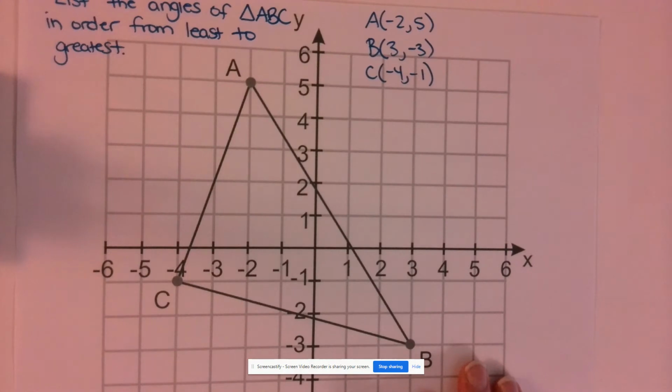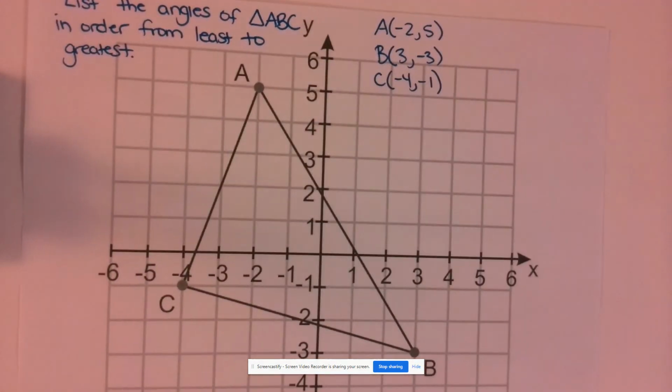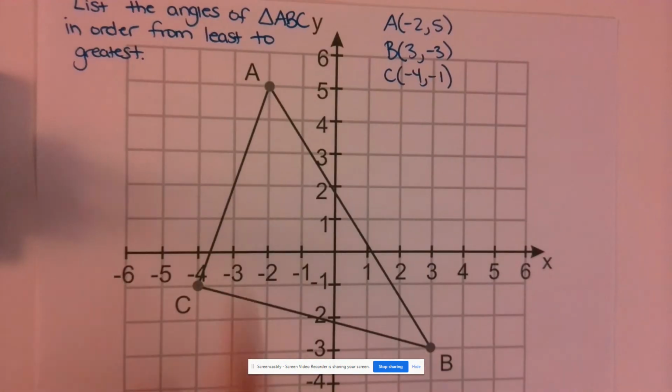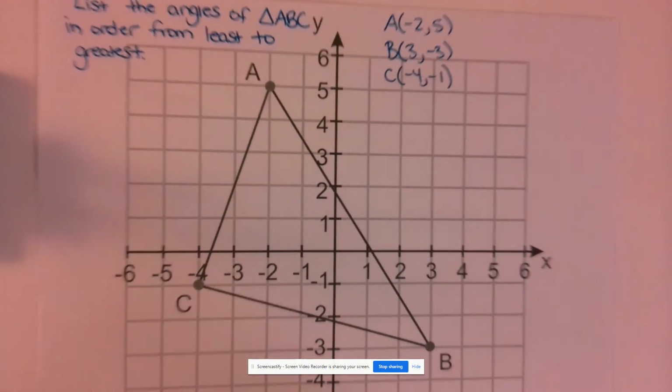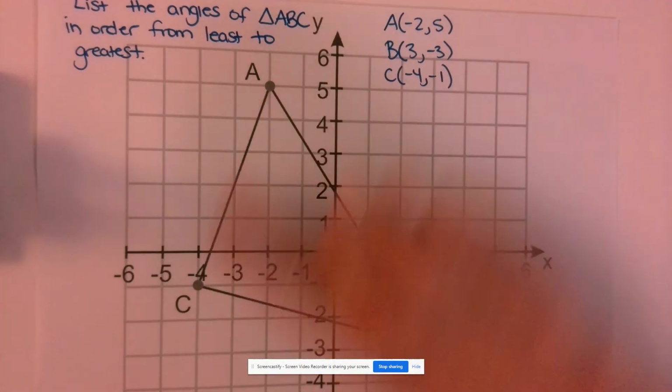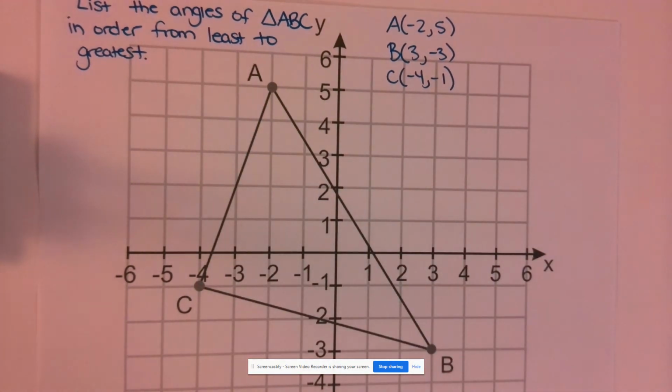So in this triangle, we have this triangle on a graph. And our job is to list the angles of triangle ABC in order from least to greatest. So it's similar to what we just did. However, the difference is they don't give us the lengths to start. We have to find the lengths of the triangle. And so, good thing we know how to do this. We have found lengths of segments on a coordinate plane using the distance formula. So that is what we're going to be doing.